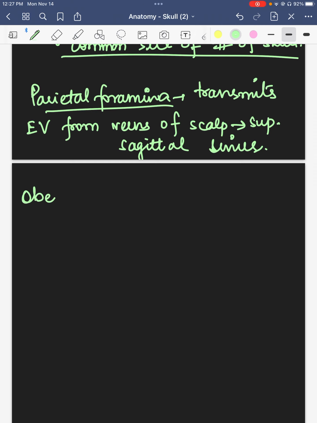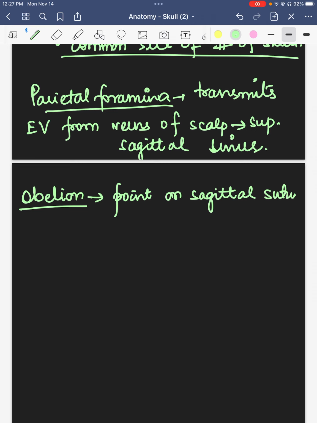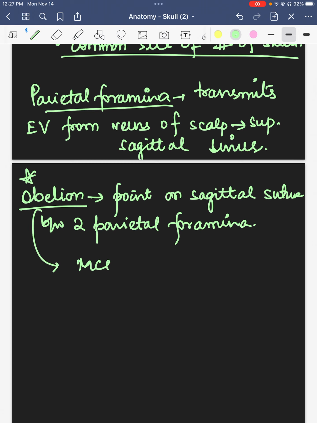Then there is one more important point, which is the obelion. What is obelion? Obelion is the point on the sagittal suture between the two parietal foramina. Do remember this. This may come as an MCQ in your NEET exam.